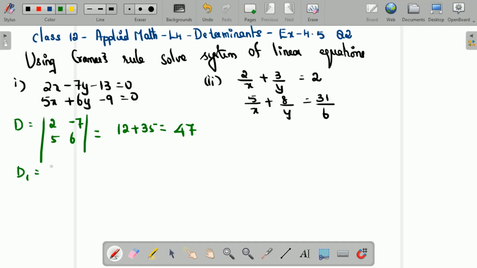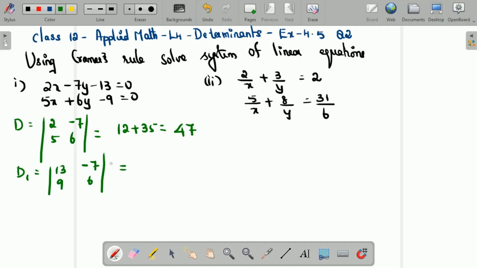Now determinant D1 is going to be, remember when it goes there it is 13. So the first entry in that column will be 13. Similarly, this when it goes there is minus 9, plus 9. So here it comes. Then this is minus 7 and 6.